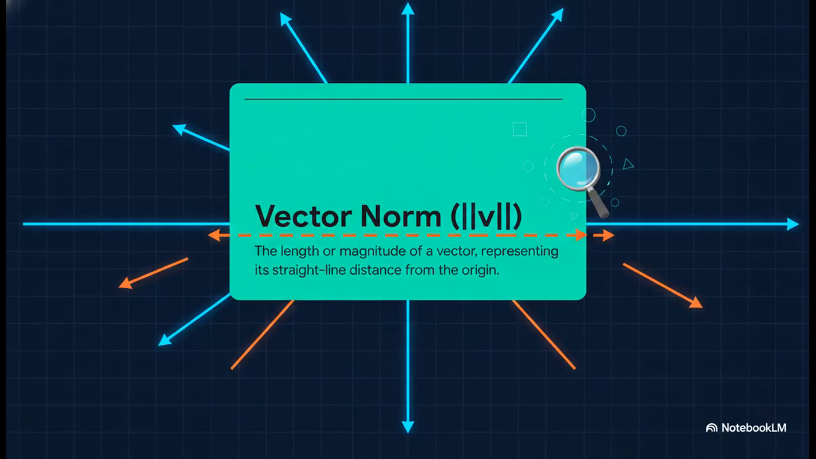And that brings us straight to our core definition. Vector norm is really just the formal mathematical term for the length or the magnitude of a vector. That is literally all it is. There's no complex trickery here.